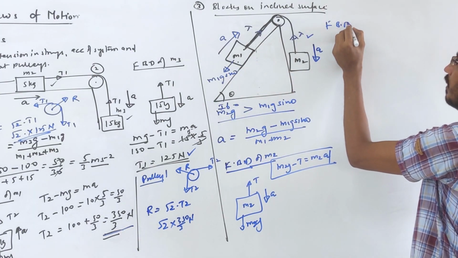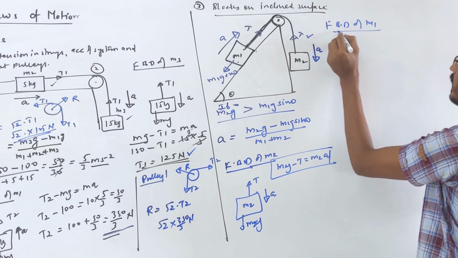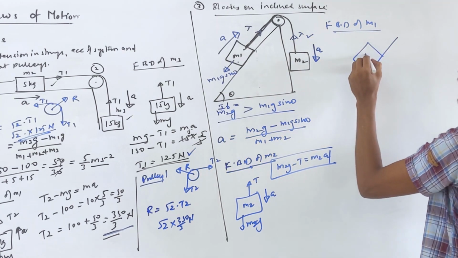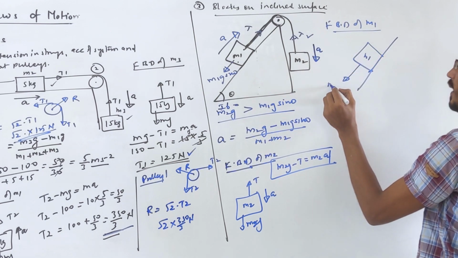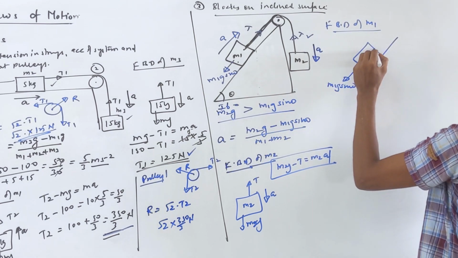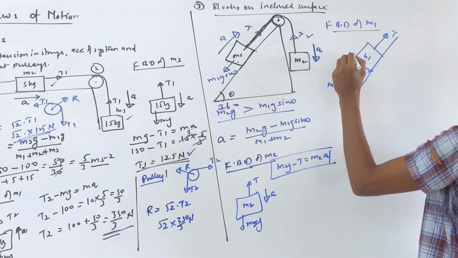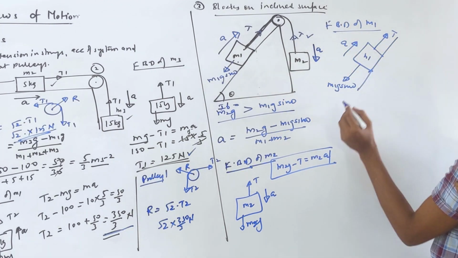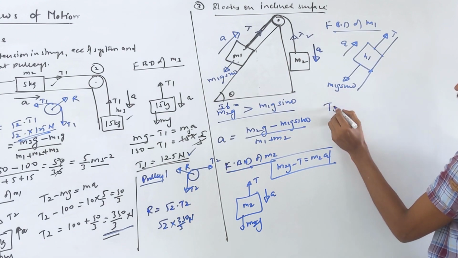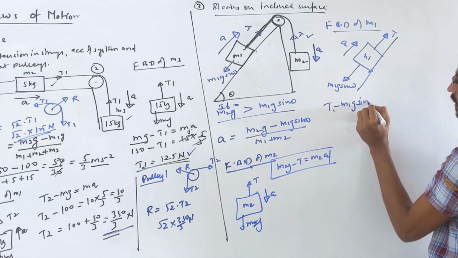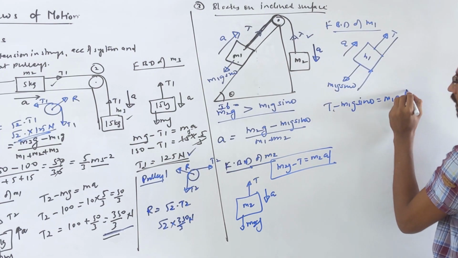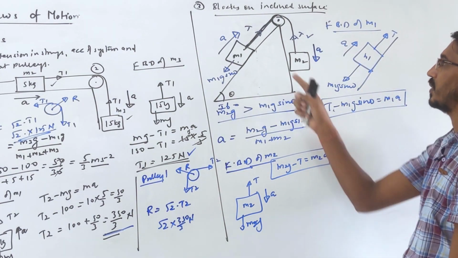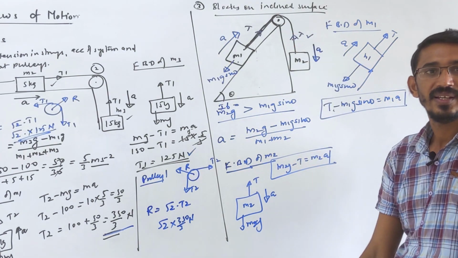Suppose you write the FBD of M1. Inclined surface is there, so along the incline you write the equations. The component is M1g sin theta, then the tension T, and acceleration a along this incline. So the equation here is T minus M1g sin theta equals M1 into a. You will write this equation and get your answer. Both will give the same answer because there is only one string here, correct.